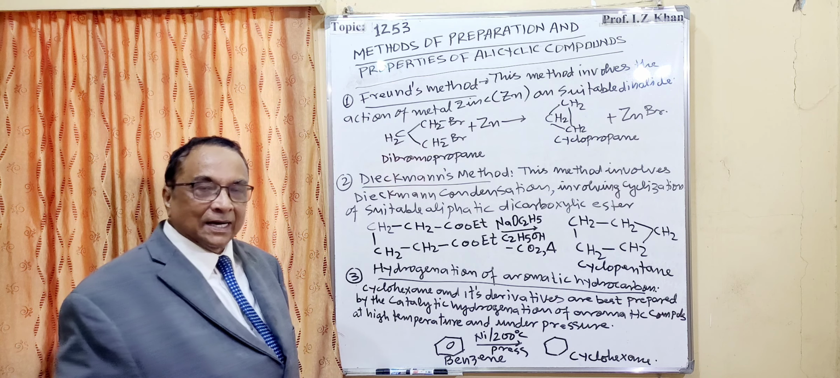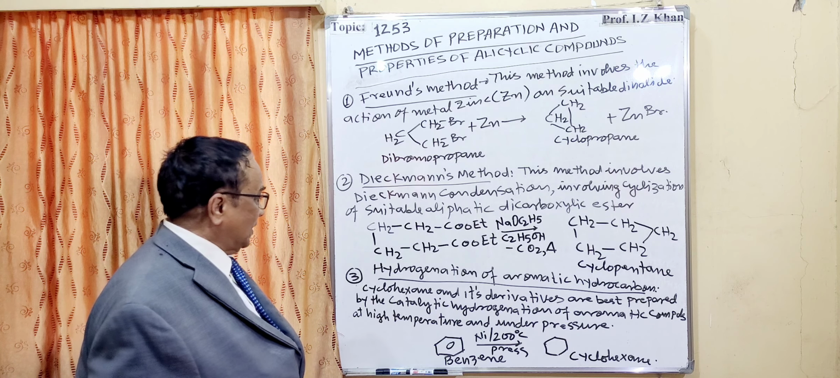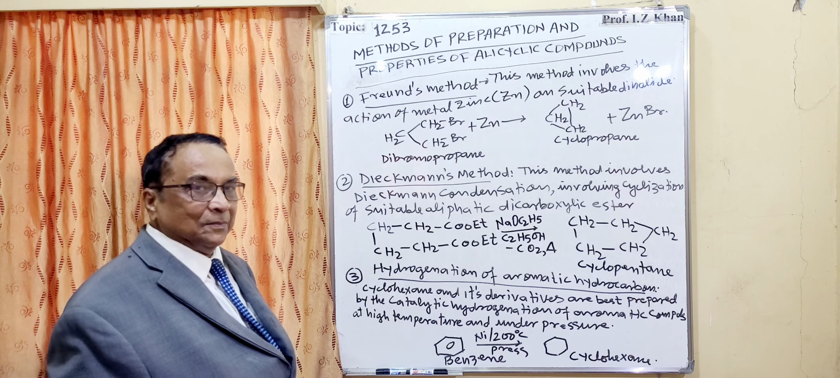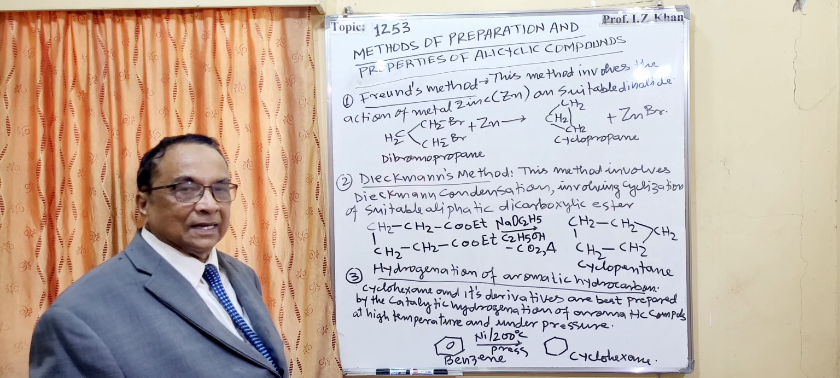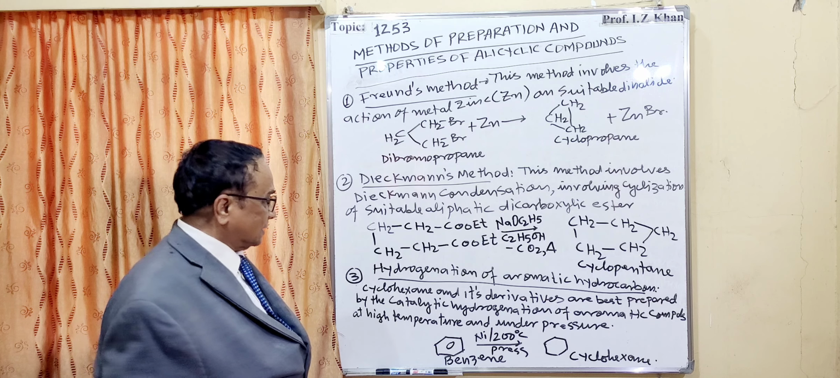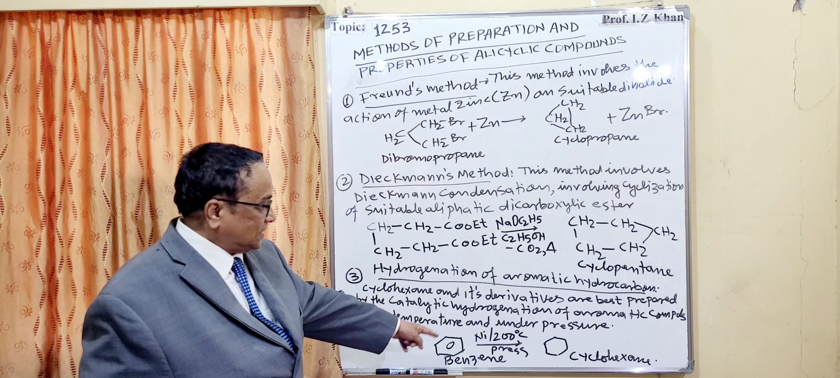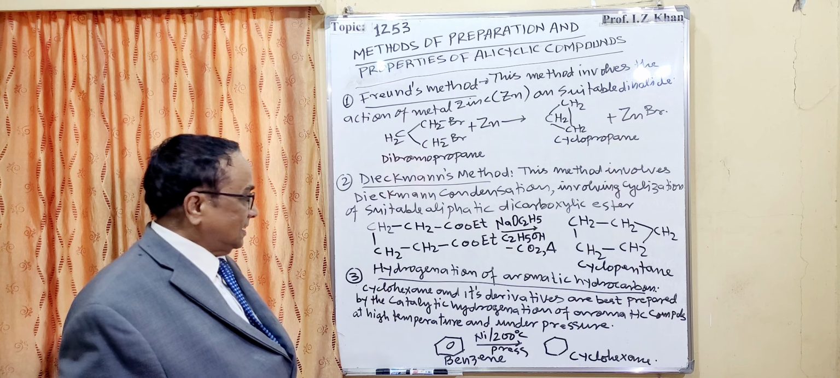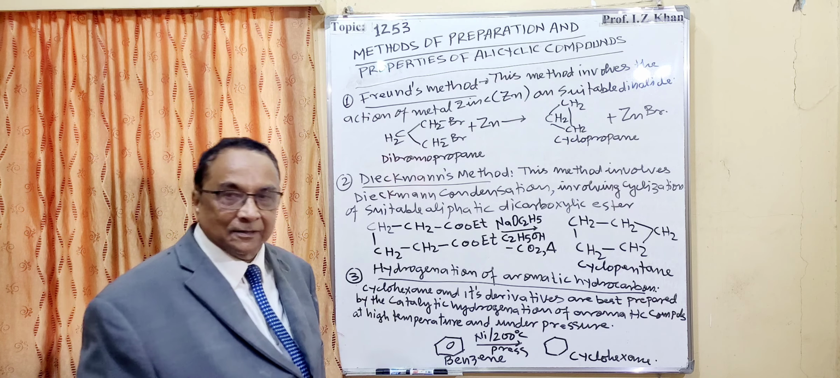Number three, by hydrogenation of aromatic compound, that is benzene. Cyclohexane and its many derivatives can be best prepared by the catalytic hydrogenation of aromatic compounds at high temperature and under pressure, and the catalyst is nickel. For example, this is the aromatic compound benzene, at 200 degrees centigrade in presence of nickel as a catalyst under pressure, it will be converted into cyclohexane.